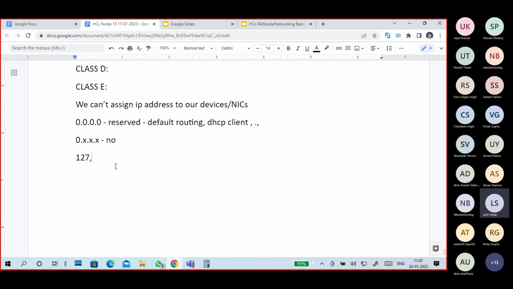Next, 127 dot. This is very interesting. This IP address is also a reserved IP address, used for the local host. We call this one local host or loopback IP address. We use it for self-testing and accessing. So it's a local IP address.